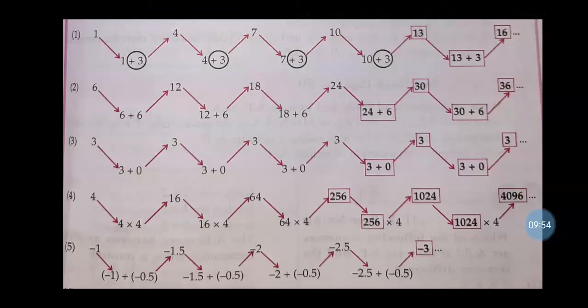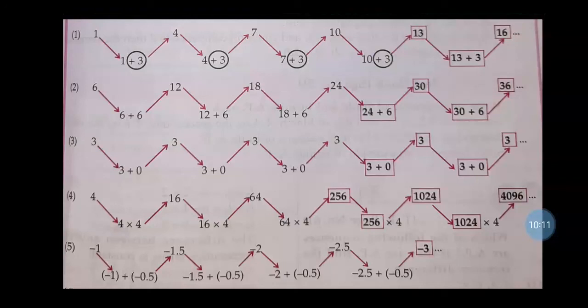Second one, 6, 12, 18, 24. These are the multiples of 6. So 6 plus 6, 12, 12 plus 6, 18, 18 plus 6, 24, 24 plus 6, 30, 30 plus 6, 36, and so on.